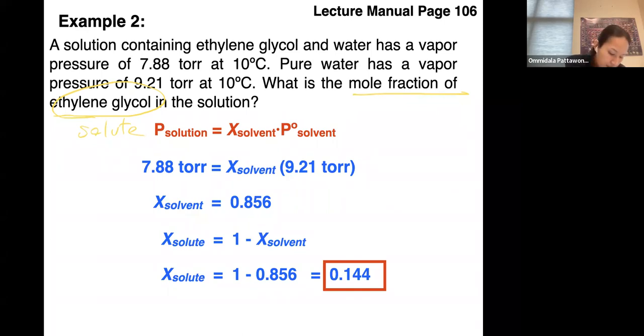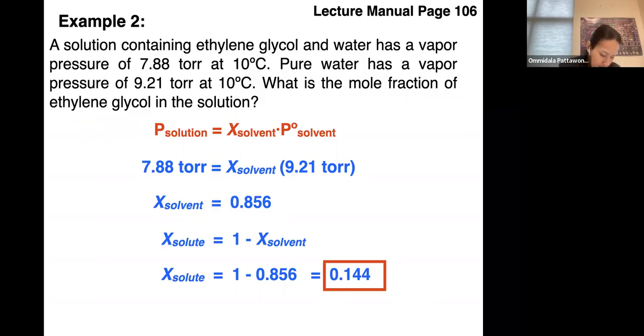Okay, so again, because if you add mole fraction of solvent together with the solute, it needs to equal to 1. So that means in this case, if we have this much of the solvent, the rest would be of the solute. So that would be equal to 0.144.